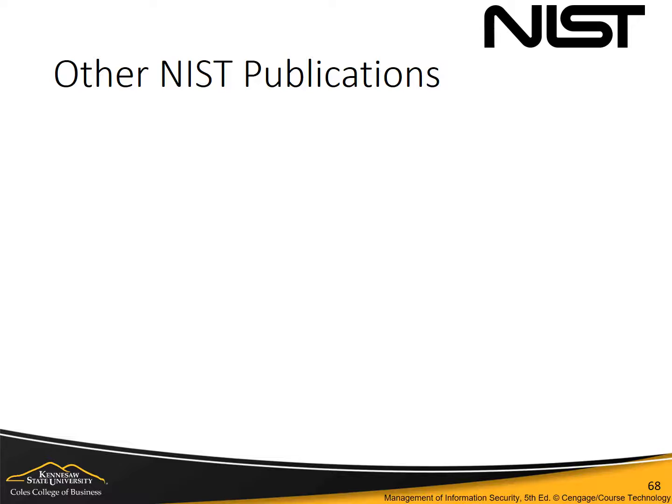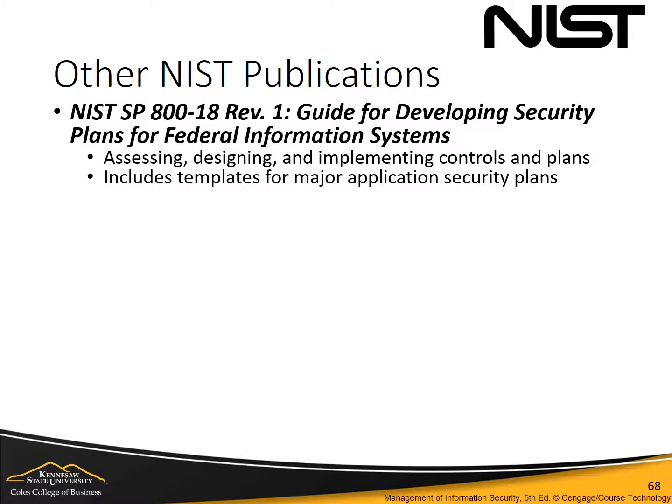Numerous NIST publications are available free of charge, as mentioned, and you should take advantage of those that are relevant for your organization. Some publications include Guide for Developing Security Plans for Federal Information Systems. This publication provides detailed methods for assessing, designing, and implementing controls and plans for applications of various sizes. It also includes templates for major application security plans.